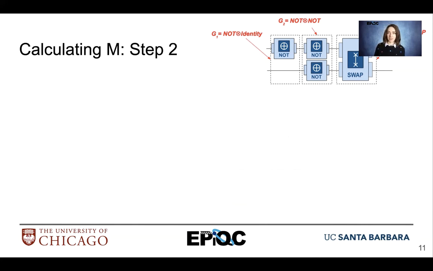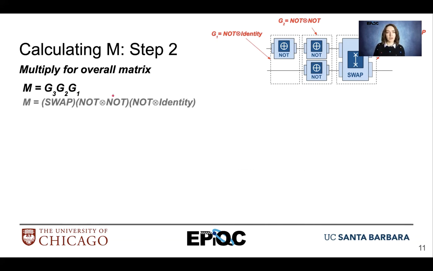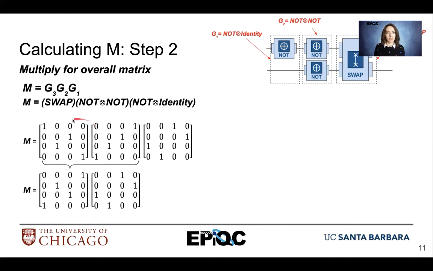Now step 2 for calculating M. We're going to multiply for the overall matrix. So M is going to be the combined operation of G3, G2, and G1. So we're going to take swap times not tensor not times not tensor identity, which we calculated in the previous step. So we have our matrix for swap and not tensor not. If we combine those with matrix multiplication, we get the following matrix.